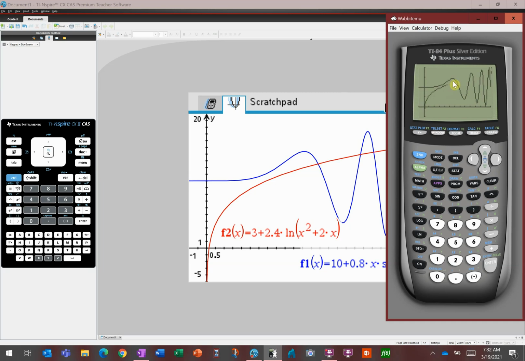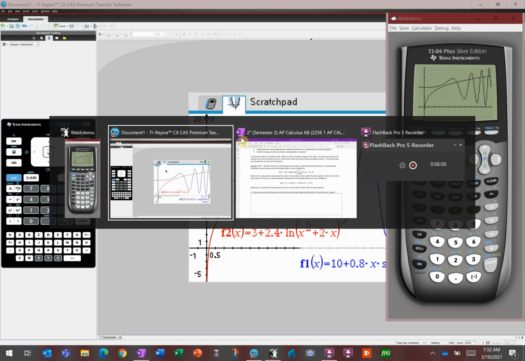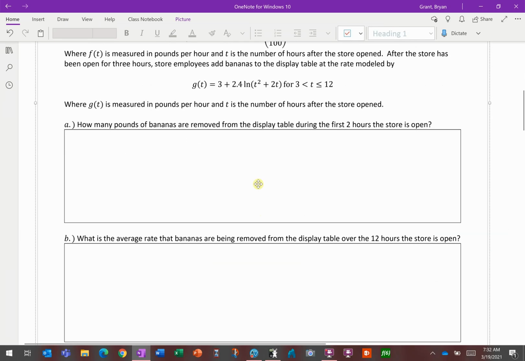Give me that other natural log graph. Perfect. Let's get started, shall we? How many pounds of bananas are removed from the display table during the first 2 hours the store is open?